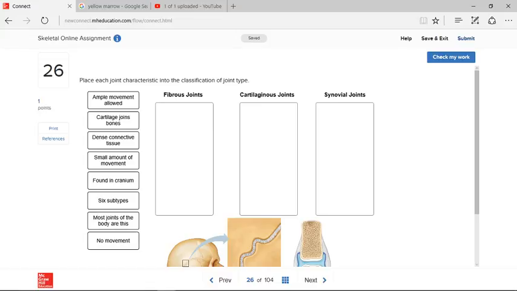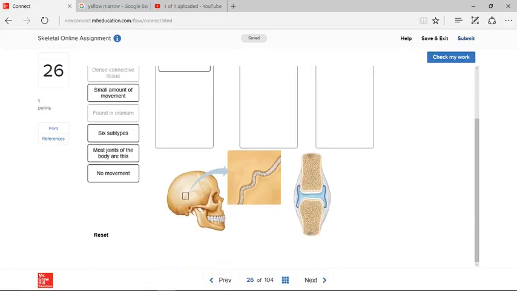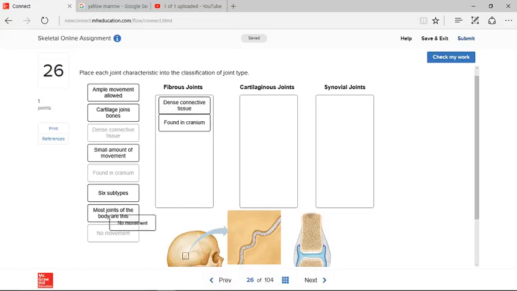So ample movement allowed is definitely not going to be that. Cartilage, joints, bones, dense connective tissue, dang right. Small amount of movement found in the cranium, dang right. Most joints of the body are this. No. Oh, I mean, small, not really, but no movement. Whoa.